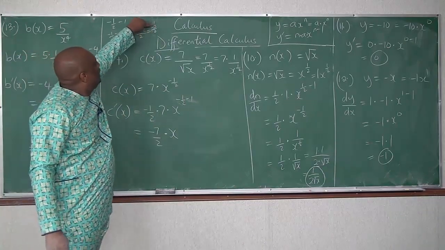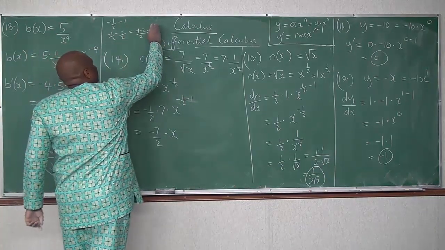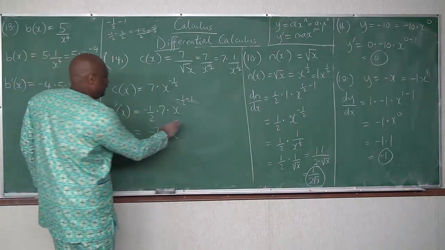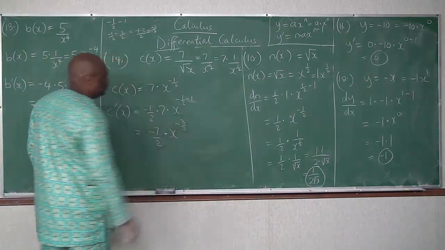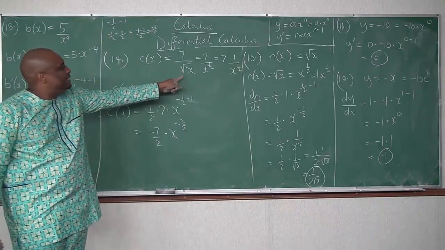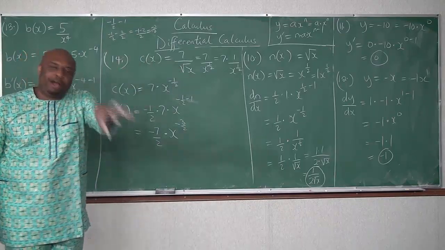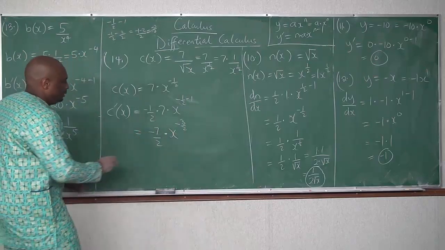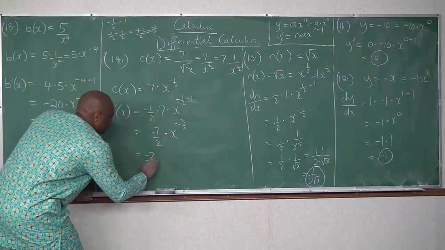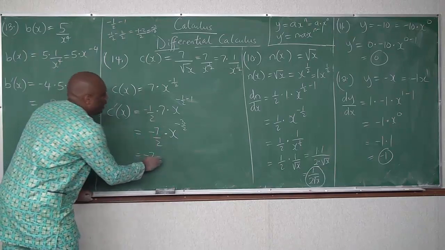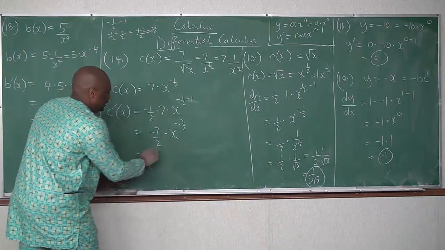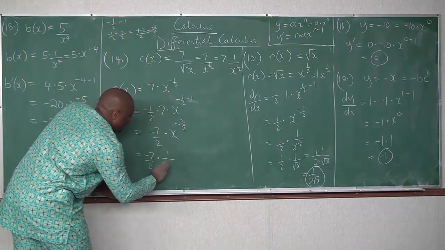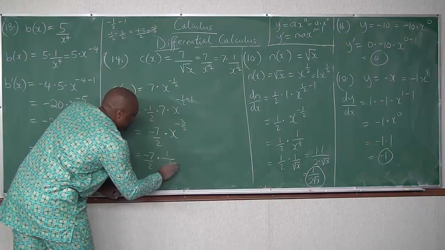Negative 3 over 2. The fraction you did, you still remember it. So this is negative 3 over 2. But they gave us this in radical form, so we go and give it back to them in radical form. So this will be negative 7 over 2. Don't stop here. You go and give it back to them in radical form. Negative 7 over 2 times 1 over x exponent 3 over 2.